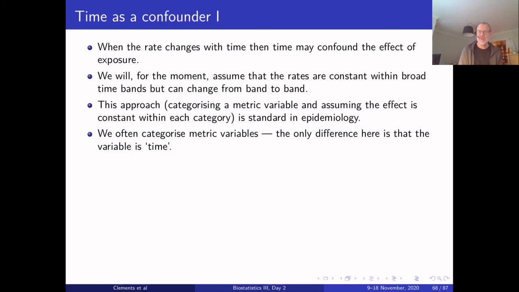When the rates change with time, then the time may confound the effects of exposure. We will, for the moment, assume that the rates are constant within broad time bands, but can change from band to band. This approach, where we basically take a continuous variable and put it into chunks, is fairly common in epidemiology. We often categorize metric variables. The only difference here is that the variable is time.